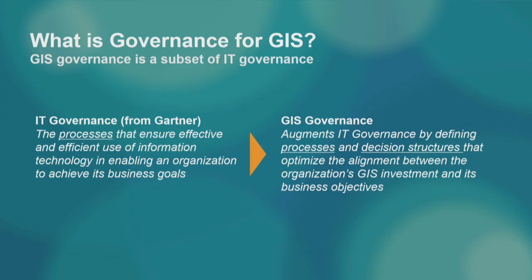GIS governance, then, is part of that IT governance. But the way I like to think of it is it's something that augments your overall IT governance program with more specific processes and decision structures to optimize the alignment between your organization's GIS and your business objectives. Okay? So it's really just adding that geospatial component and flavor to what you're doing in terms of your overall IT governance.